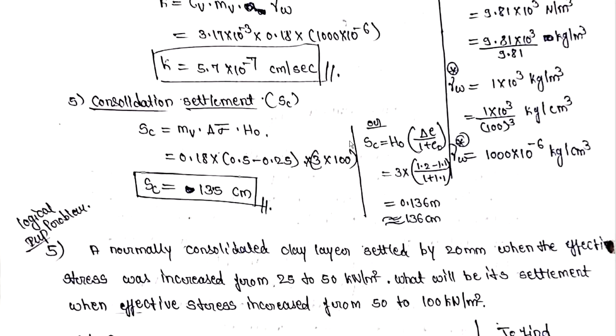Now similarly I can use another formula, that is H naught into delta e divided by 1 plus e naught. If I use the same formula, I am going to get almost the same answer, that is 13.6 centimeters. Here the decimal point is missing, so you can adjust it. So 13.6 was the answer which we are getting. I have tested with both the formulas, and with both the formulas we are getting the same answer.